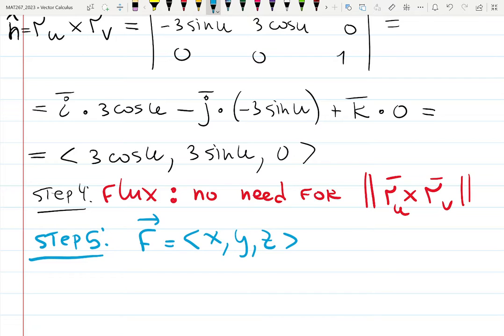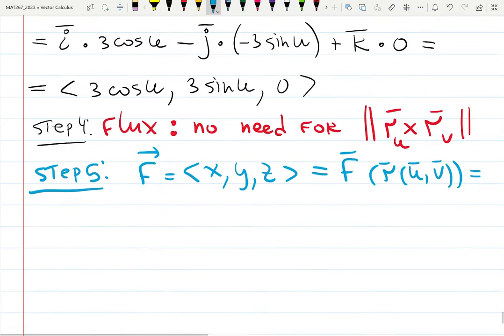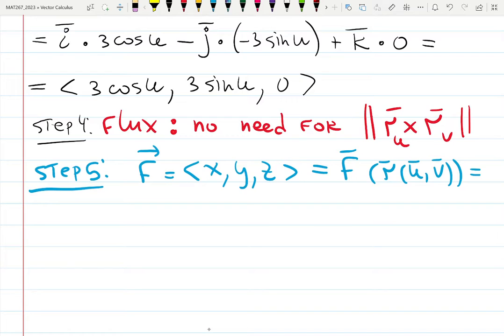It's written in terms of X, Y, Z. Your job is to rewrite it in terms of R, right? And R depends on U and V, in this case, because it's a surface. Sometimes it's just T. I put too many bars. That's a bit too much. Okay, so let's do that.